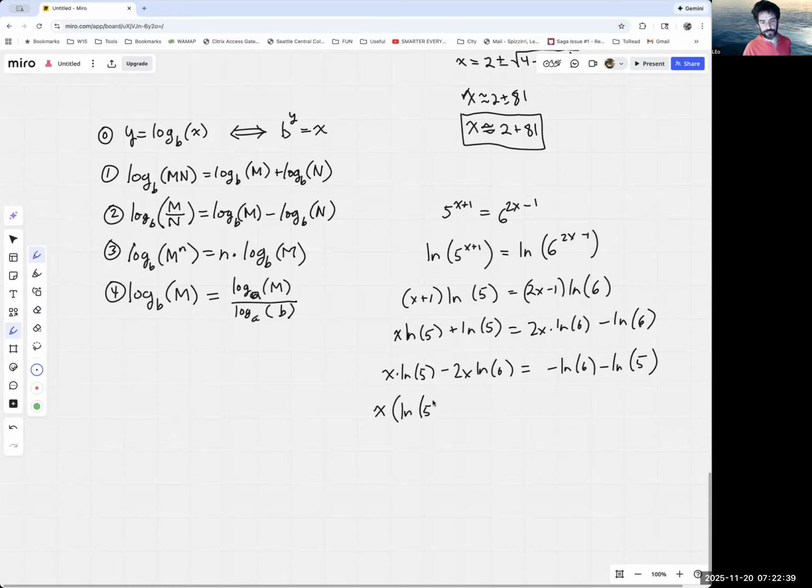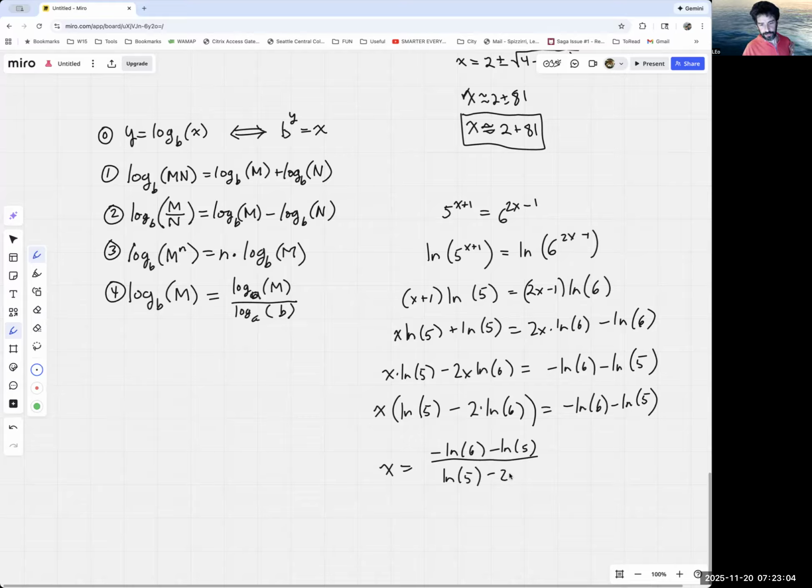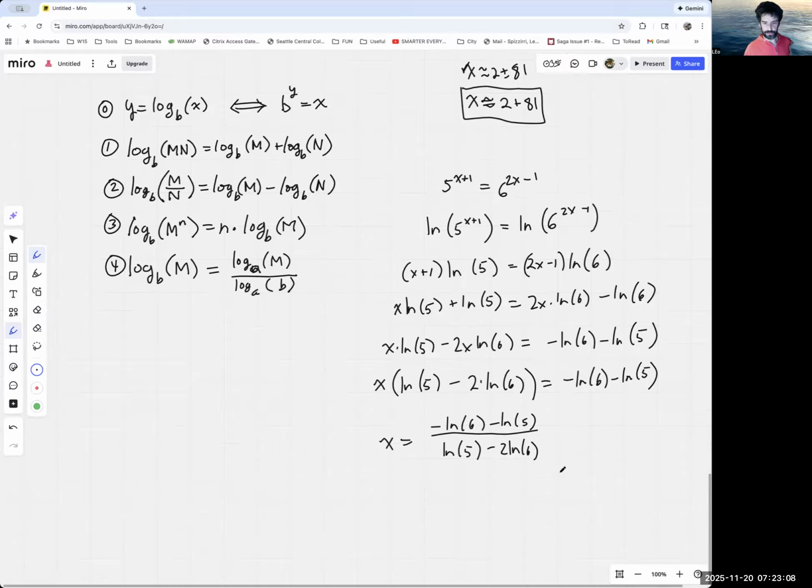So we have the natural log of 5 minus 2 natural log of 6 is equal to negative natural log of 6 minus natural log of 5. And then divide. So x is going to be equal to negative natural log of 6 minus natural log of 5 over natural log of 5 minus 2 natural log of 6. And this is perfectly acceptable. This is a good answer.